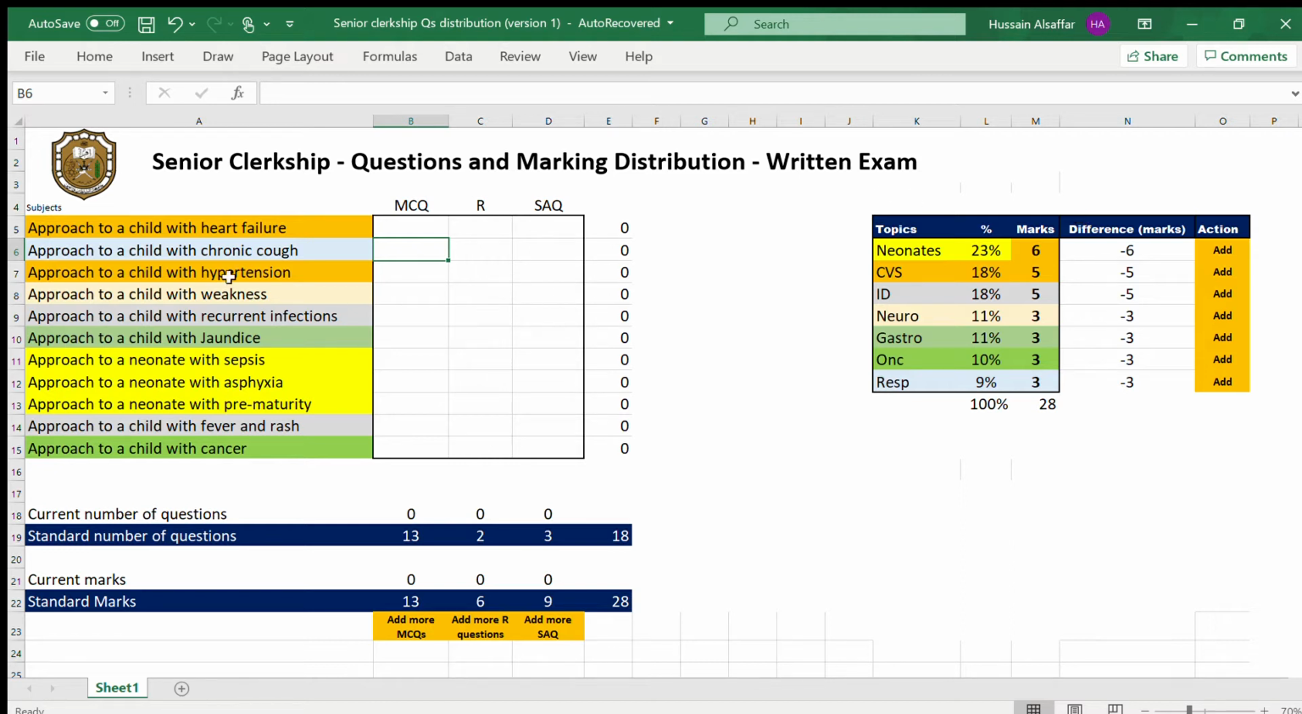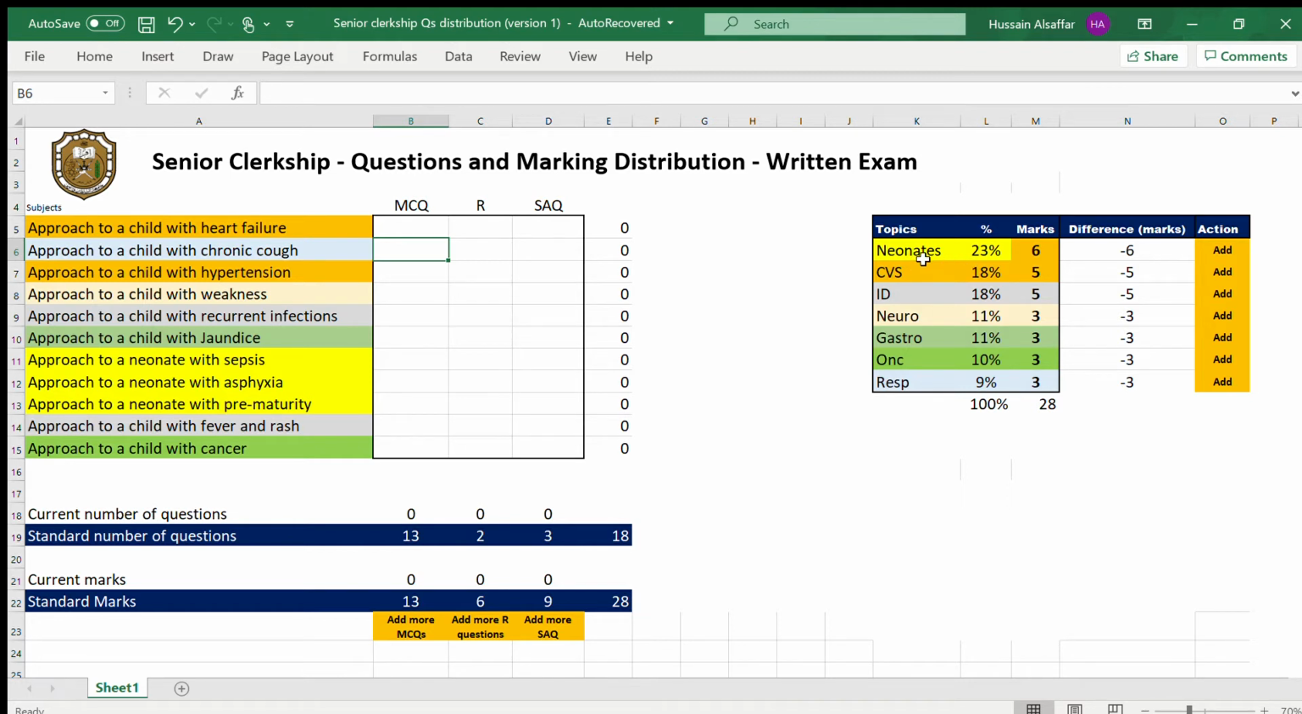As you see here on the left side, these are the subjects: the approach to child with heart failure, chronic cough, hypertension, weakness, recurrent infections, jaundice, sepsis, asphyxia, prematurity, that's for neonates, fever and rash, and approach to a child with cancer. So I put the similar topics belonging to each specialty on this table here, and therefore we get the percentage of each topic to give a fair share and distribution between the marks.